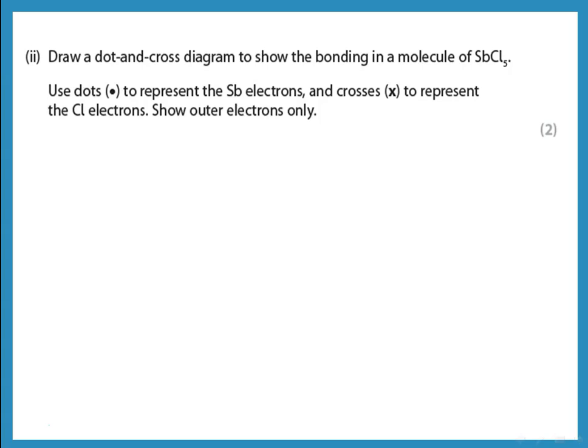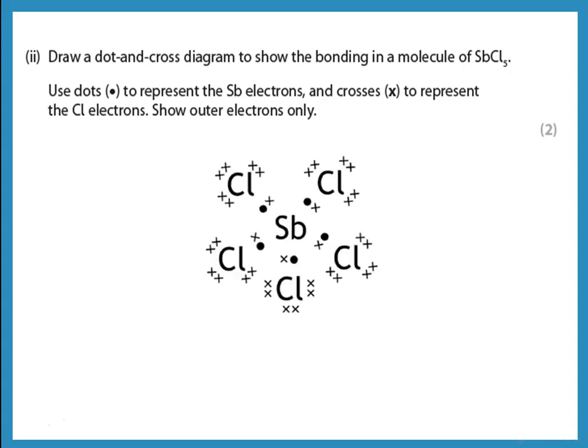Here he's saying draw a dot and cross diagram to show the bonding in SbCl5. Again, you look at the periodic table, Sb is in group 5, so it has 5 electrons. It's going to use 1 to bond with each of the chlorines. Again, do not forget to put the extra lone pair of electrons around the chlorine. Each chlorine has a total of 7 electrons. It uses only 1 for bonding with the Sb, so it still has 6 electrons around it somewhere.